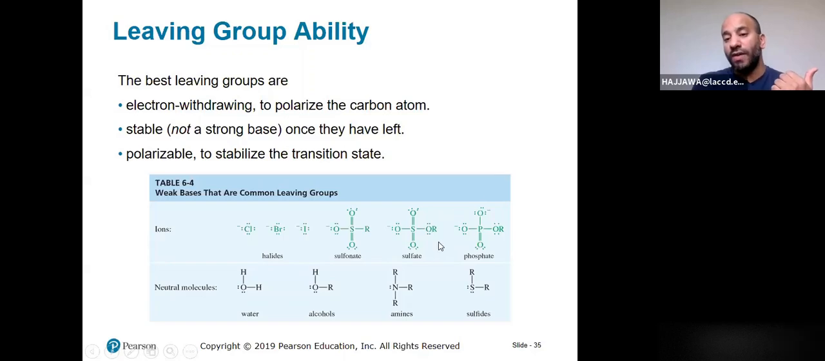I could have a sulfate, I could have a phosphate. All of these are examples of good leaving groups, due to the fact that they are weak bases and very polarizable, highly polarizable.